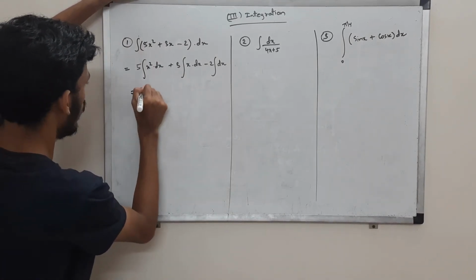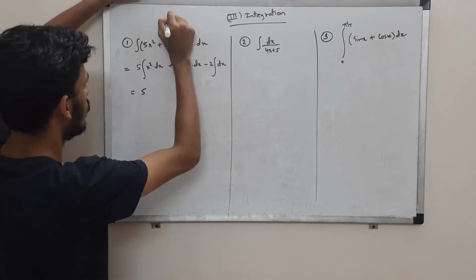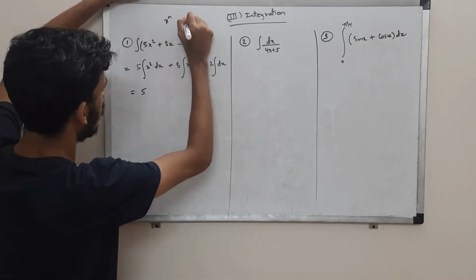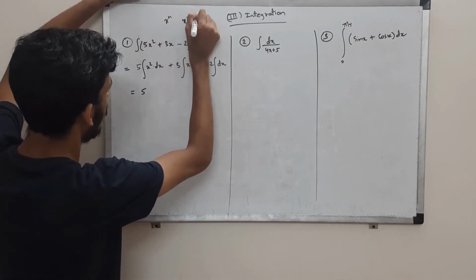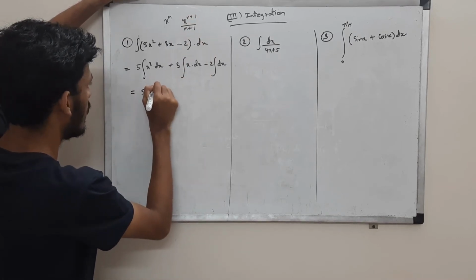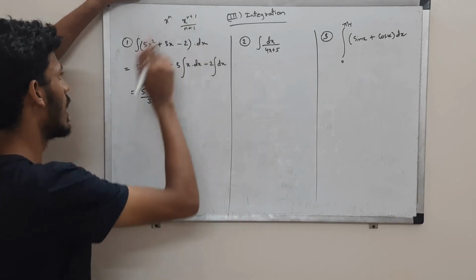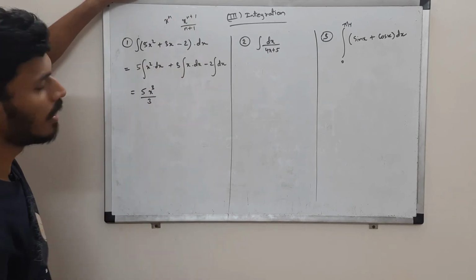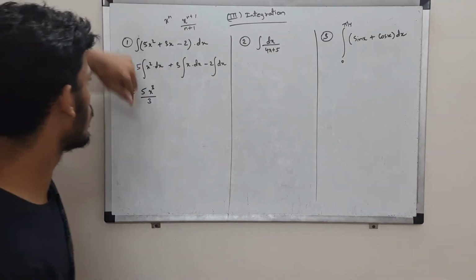Now this is of the form x to the power n. What is the integral of that? This is the common one, we are going to use this a lot. It is x to the power n plus 1 upon n plus 1. So x to the power 3 upon 3. Just add 1 to the power and divide by the new power. So 2 plus 1, 3.